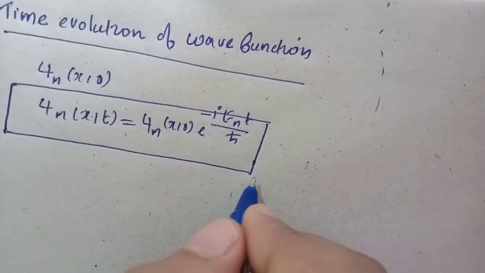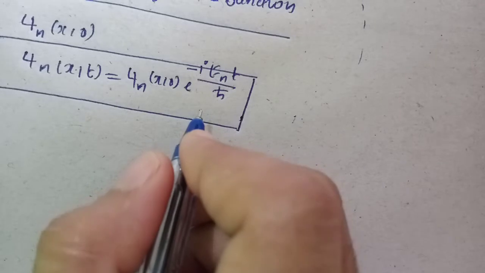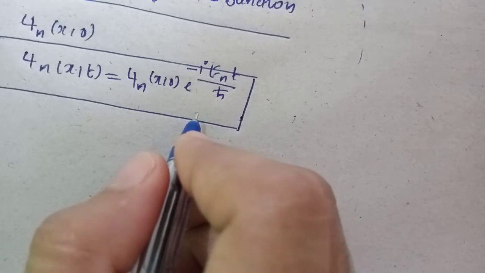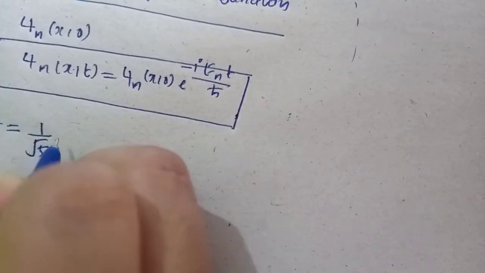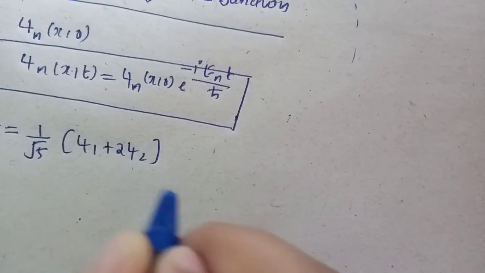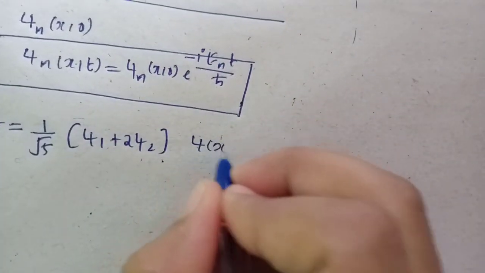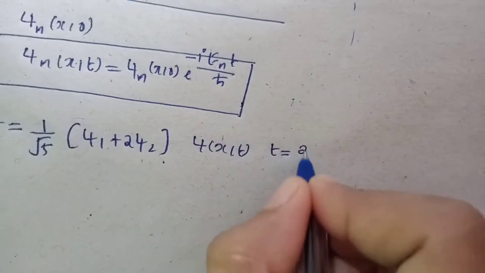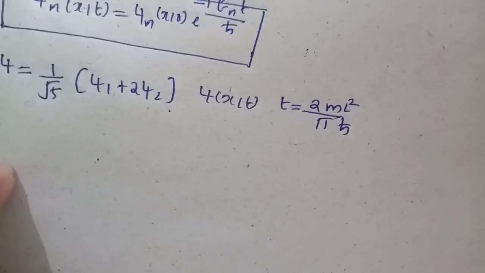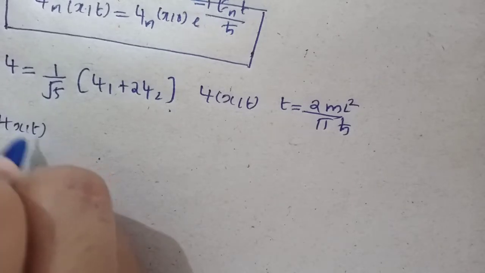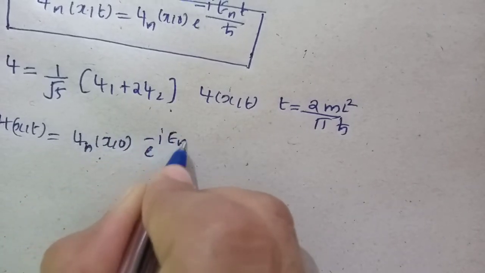Okay, so here is a problem to find psi of x comma t from the wave function at t equal to 0. The problem is given as psi is equal to 1 by root 5 psi 1 plus 2 psi 2 of a free particle which is inside an infinite potential. You have to find psi of x comma t at t equal to 2 m L square divided by pi h cross. Okay, so how to find this psi of x comma t? For that, psi of x comma t is equal to psi n of x comma 0 e raised to minus i E n t divided by h cross.